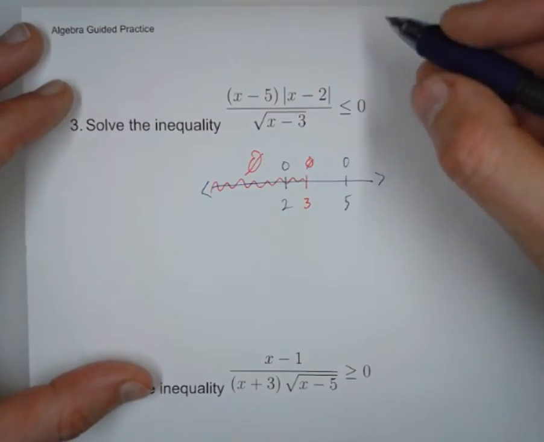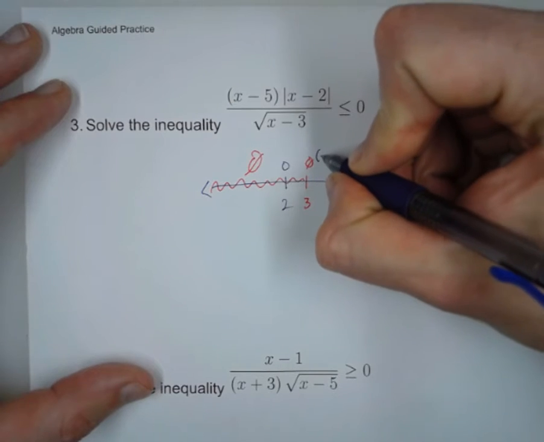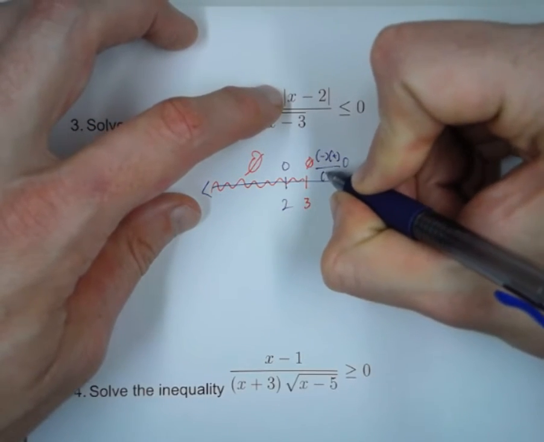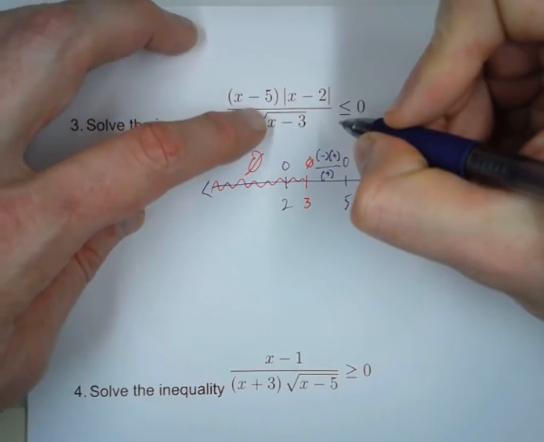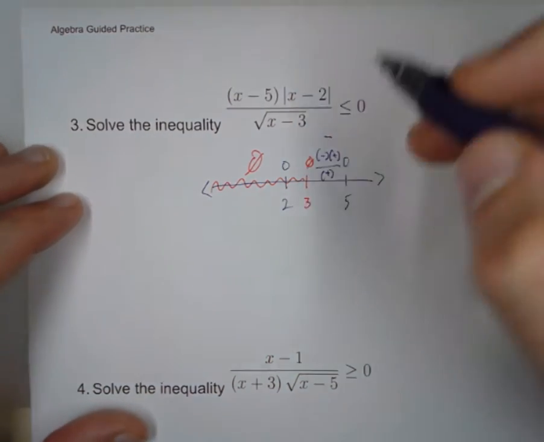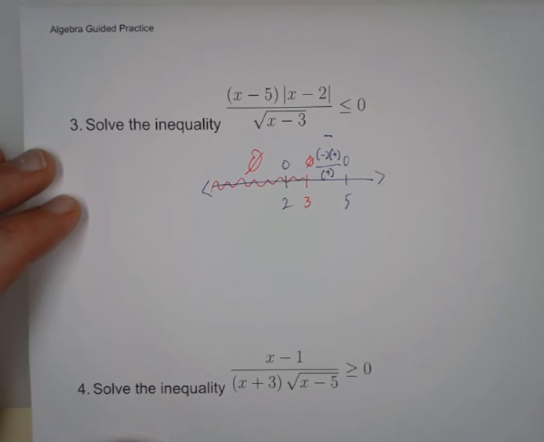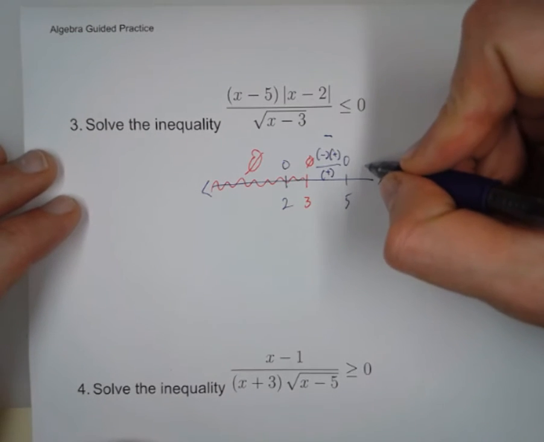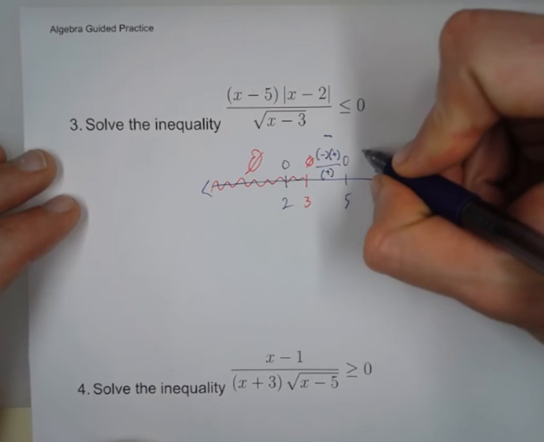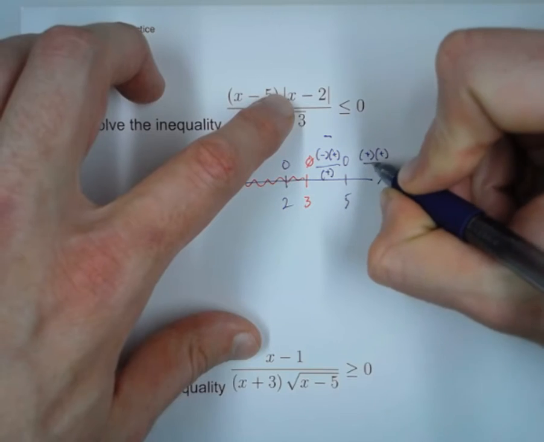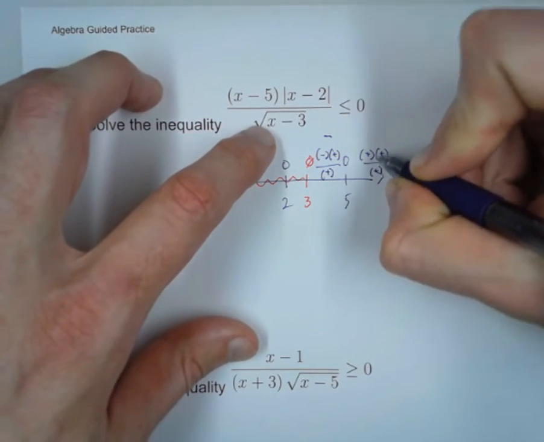So if I plug in 4, I'm going to have negative for this factor, positive for this, because it's absolute value, it's always positive. And then for here, if I plug in 4, that's going to be positive. So negative times a positive over a positive is going to be negative. Now over here, if I plug in 6, plug in 6 here, that's positive. Plug in 6 here, that's absolute value. Plug in 6 here, that's positive.